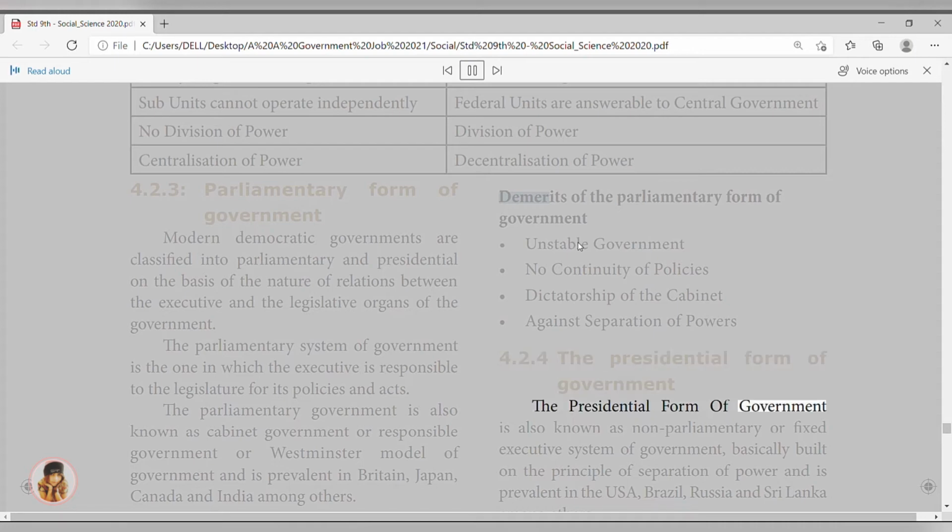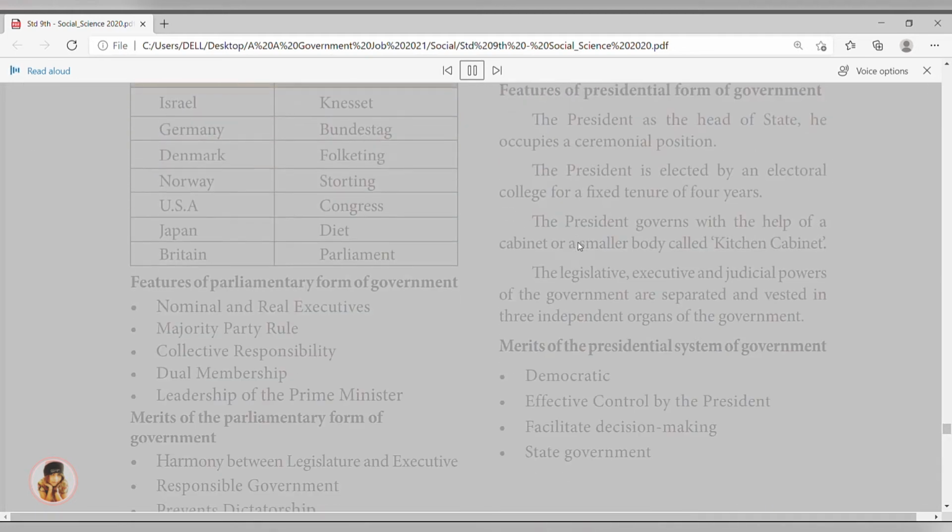The presidential form of government is also known as non-parliamentary or fixed executive system of government, basically built on the principle of separation of power, and is prevalent in the USA, Brazil, Russia and Sri Lanka among others. Features of presidential form of government.